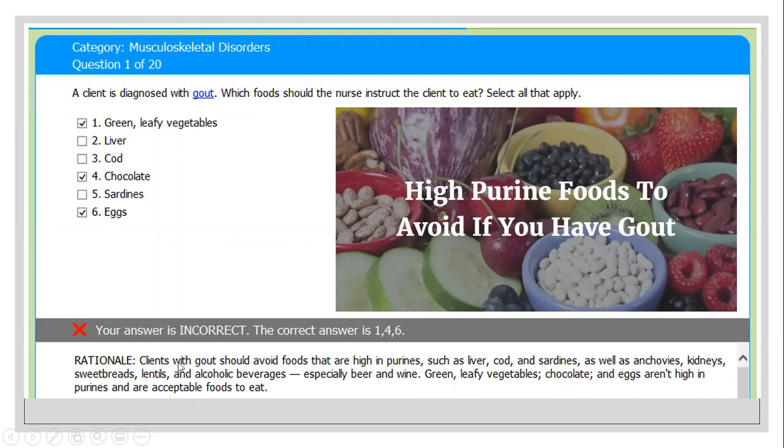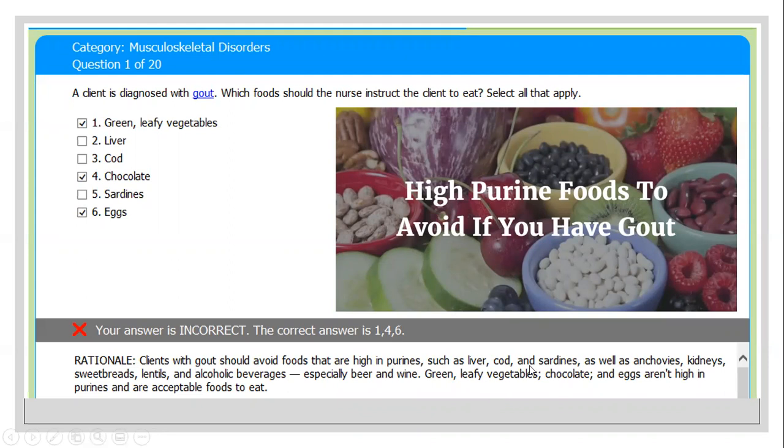Rationale: a client with gout should avoid foods that are high in purine, such as liver, cod, sardine, seafood, as well as kidney, sweet beans, lentils, and alcoholic beverages, particularly beer and wine.